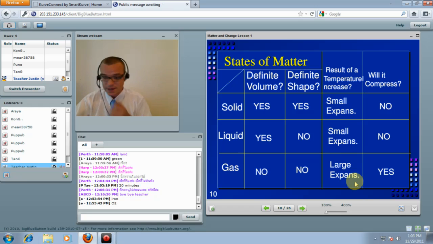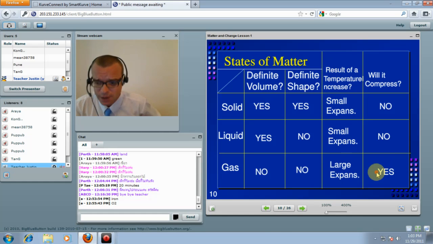Will it compress? My mouse has stopped working again. Oh, here we go. Gas will compress. We gave an example a little while ago of that, didn't we? Can you give me an example, anybody? Will gas compress? And how will it compress? How can we compress it?